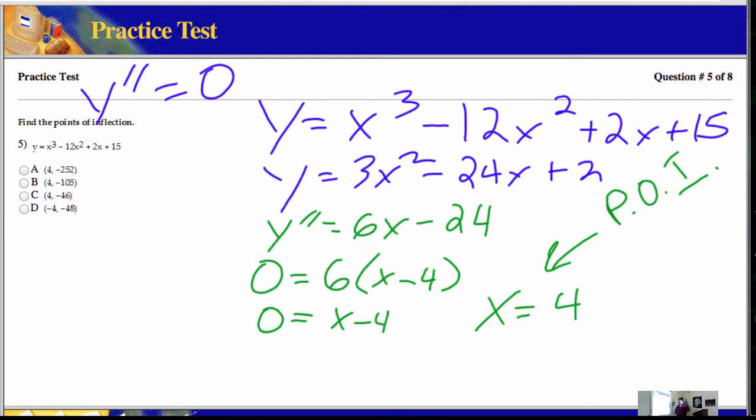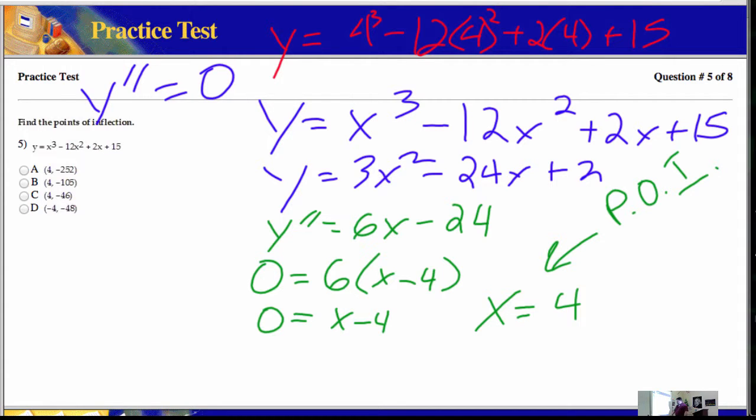My point of inflection occurs when x equals 4. But that's not the point, right? I've got to figure out the y value when x equals 4. Of what? y double prime, y prime, or y? y. So I've got to come in here and say y equals 4 cubed minus 12 times 4 squared plus 2 times 4 plus 15.